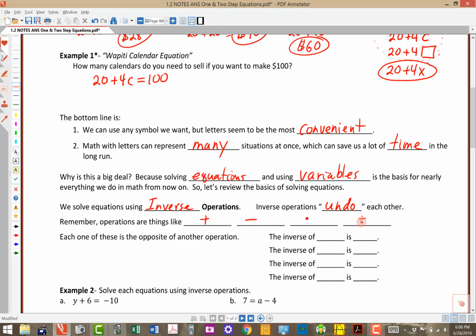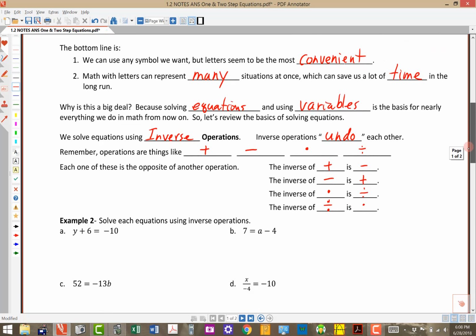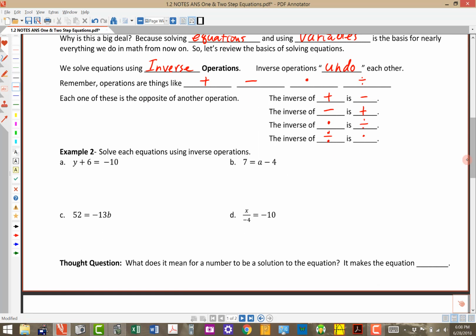So each one of these is the opposite of one of the other operations. The inverse of addition is subtraction. That's why you learn how to add and then you learn how to subtract. The inverse of subtraction is addition. The inverse of multiplication is division. And the inverse of division is, of course, multiplication. And we use these ideas that they undo each other in order to solve equations.